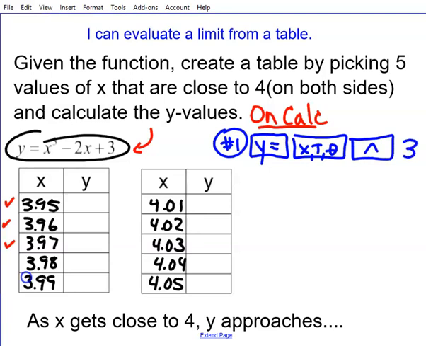So caret 3, you're going to hit the minus sign, so not the negative, but the minus sign, 2, and then we're going to go X,T,theta, and then hit plus 3. Okay? So that's how we get the equation.